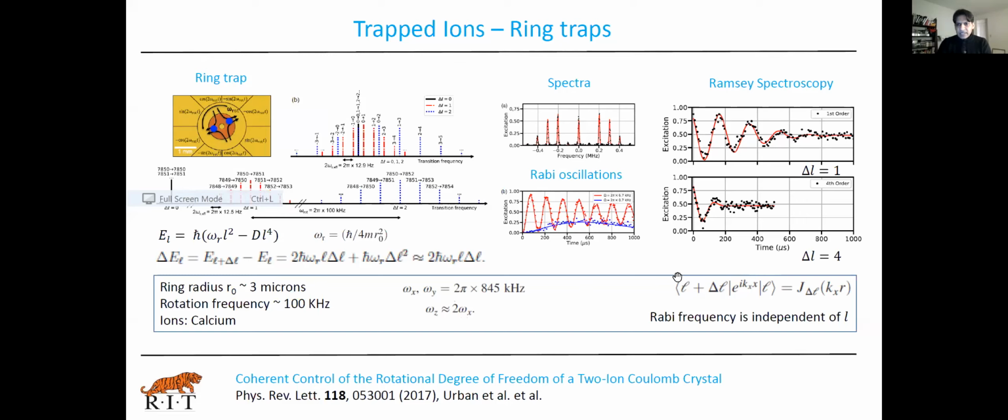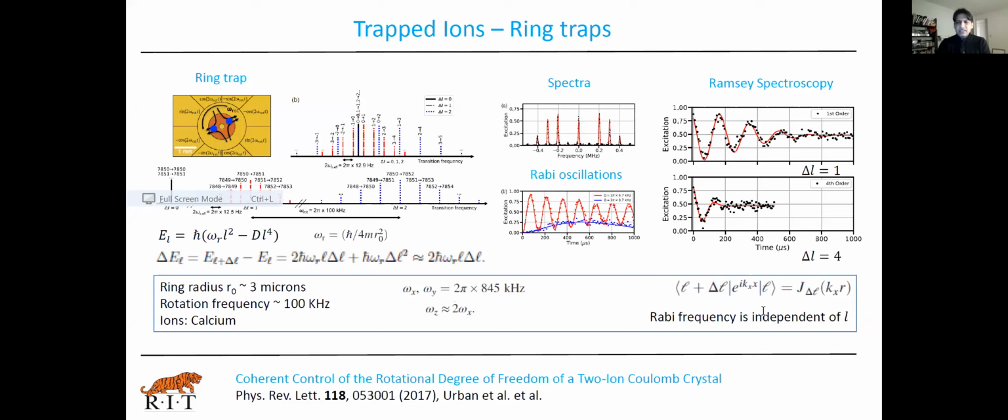So the coupling matrix element is shown here. The laser is assumed to be providing a plane wave. And then we ask what is the coupling between the angular momentum state L and the angular momentum state L plus delta L. And it's not a delta function, it's a Bessel function. So there is a range of couplings. Interestingly, it doesn't depend on L. It just depends on delta L, okay?